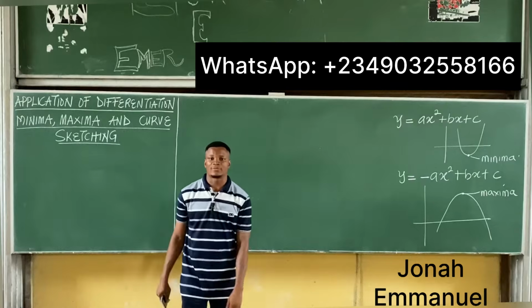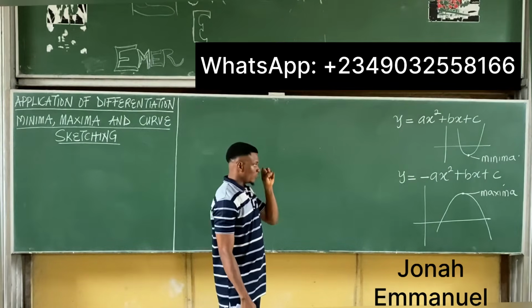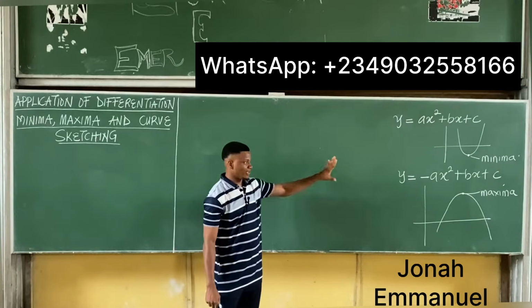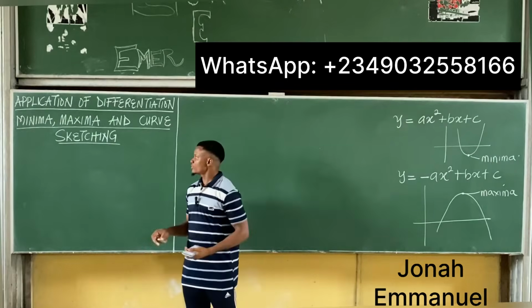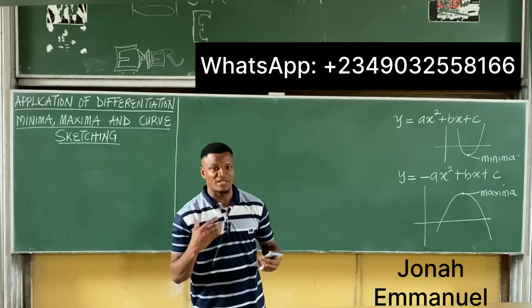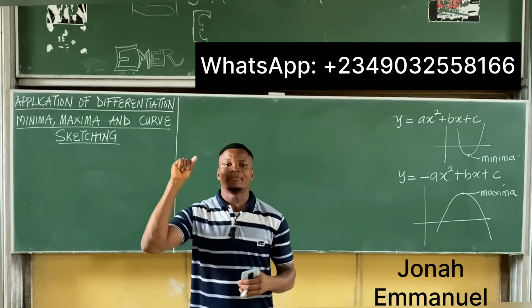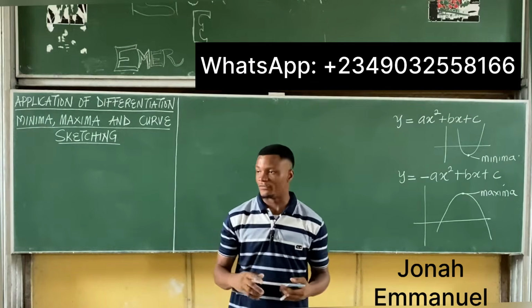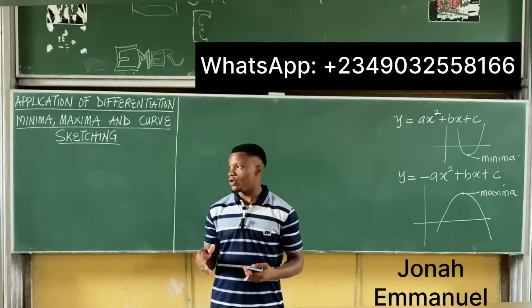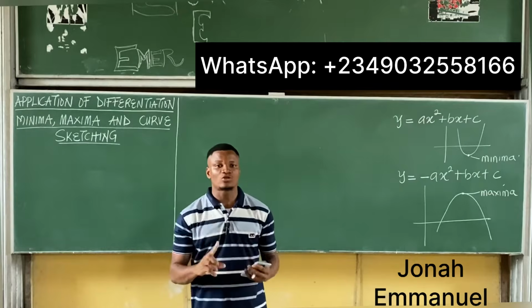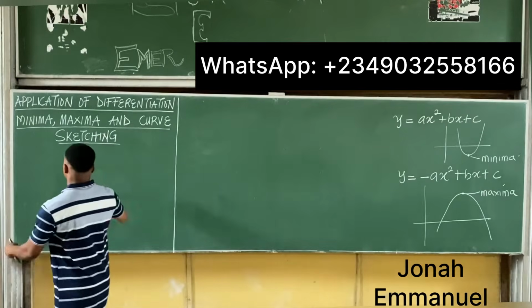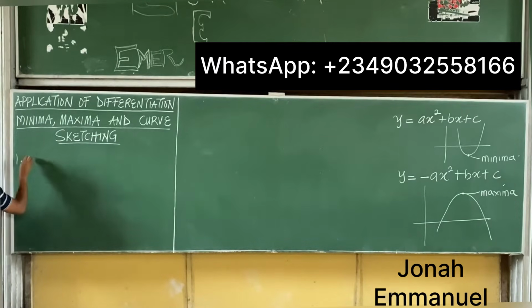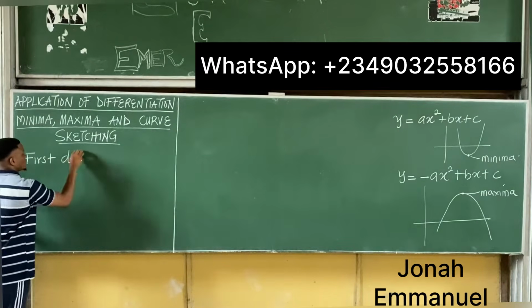All right, so having explained the concept of minima, maxima, we'll look at how to use the idea of minima, maxima to find or to sketch curves. So first things first, when it comes to minima, maxima, we've said that minima is the lowest point of a curve, while maxima refers to the highest point of a curve. Right. So when it comes to curve sketching or finding minima and maxima, there are two distinct ways of getting minima and maxima. The first method is called the first derivative test.